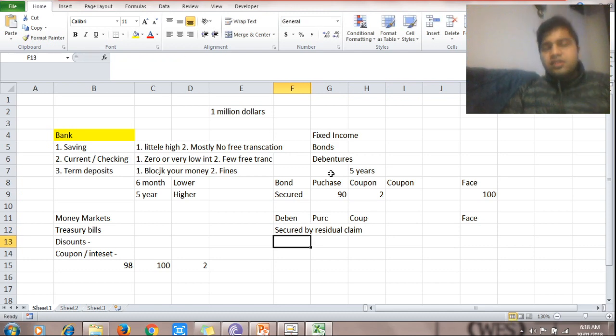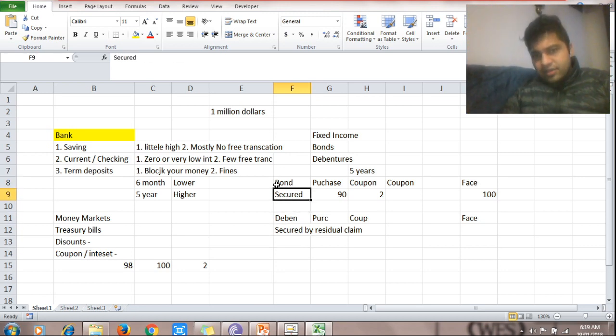So what is the difference? There are particular assets that the company highlights, or puts up as collateral with the issuing bank or the issuing authority. So if you are not paid as a bondholder, you have rights on those assets, you have the first claim on those assets. As a debenture holder, you have a residual claim. So once the bondholders are paid, whatever is left comes to you. Bondholders have direct claims. So bonds are secured by assets, debentures are secured by residual claims.